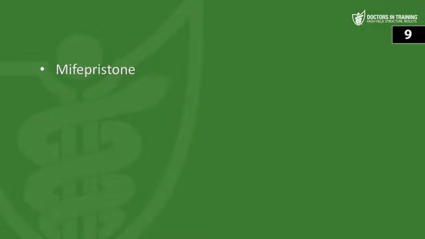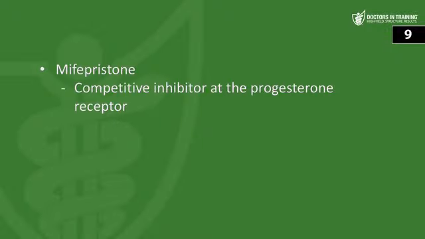Next, what is the mechanism of action of mifepristone? What is the mechanism of action of terbutaline? Mifepristone, or RU486, is a competitive inhibitor at the progesterone receptor, so it's an anti-progestin, and it's used to terminate early pregnancies. Terbutaline is a beta-2 agonist, so it causes uterine relaxation, and it's used to delay preterm labor.